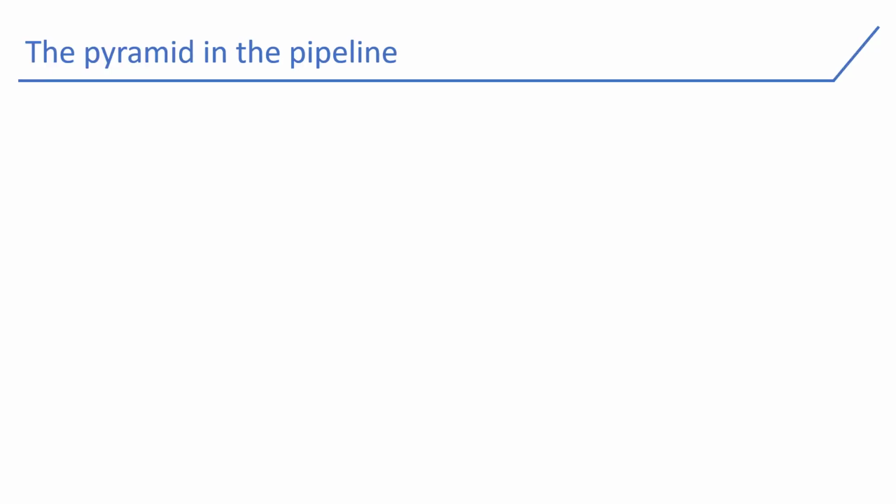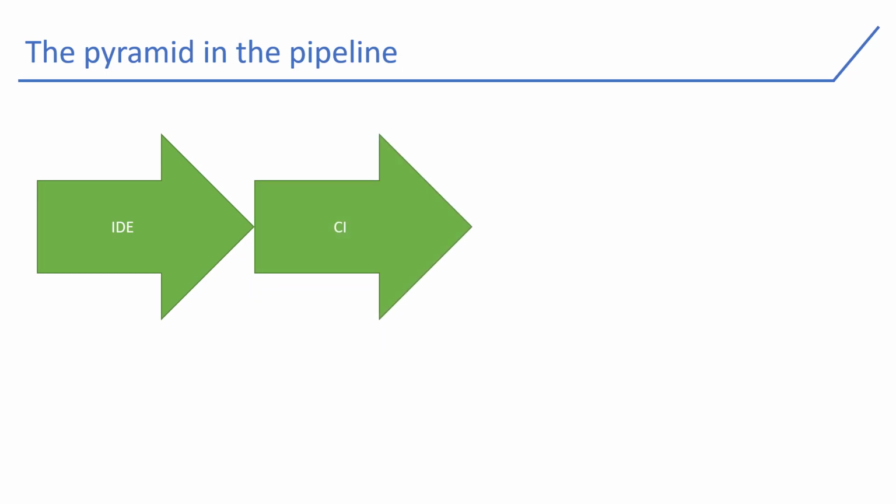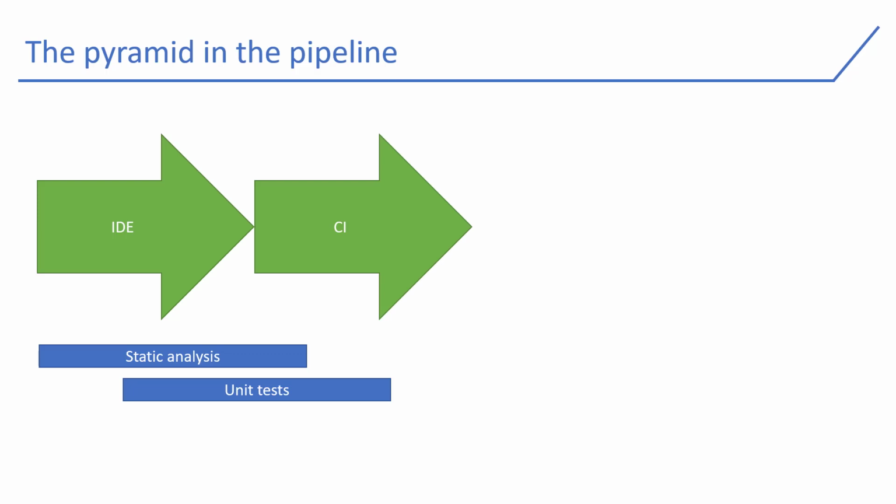Okay, let me see how this test pyramid is fitted in your pipeline. First of all, IDE. IDE is not a part of your pipeline. CI pipeline is the first pipeline that you might have in your company. Static analyses are a part of IDE and CI. After that, unit testing. You need to write unit tests and test them before pushing your code to the source control. And in your CI pipeline, you need to run unit tests before building your code and publishing your code, just to be sure that your code is correct.